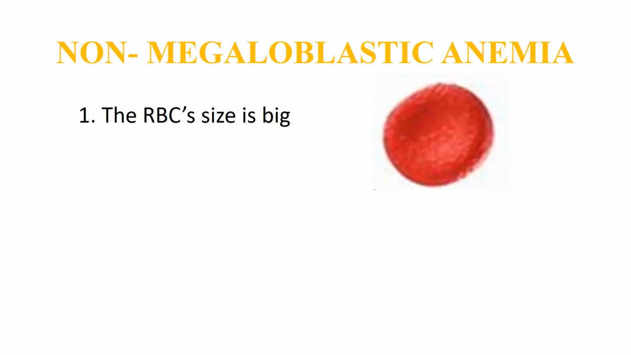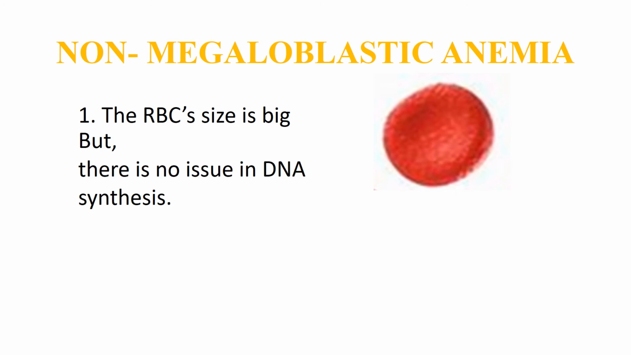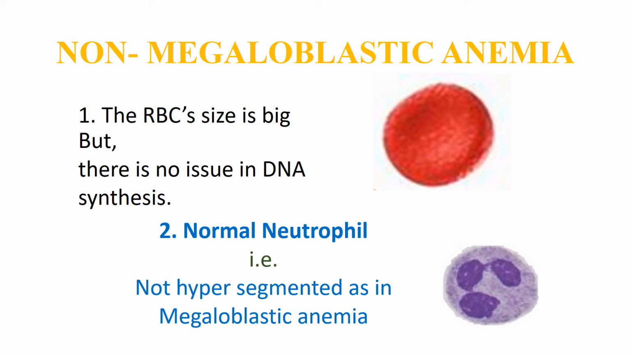Now we can see the non-megaloblastic anemia. The size of the RBC is still big, but there is no issue with DNA synthesis. Neither does it have any problem with the neutrophil. We still have 3 to 4 lobed neutrophils, no hypersegmentation like that of megaloblastic anemia.